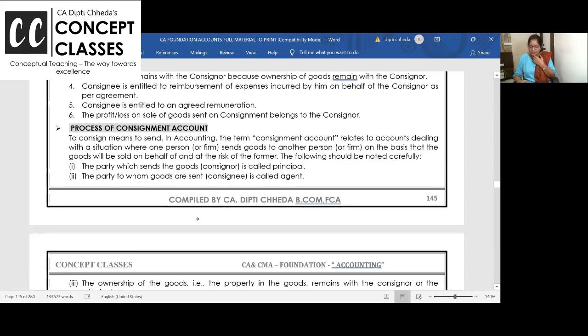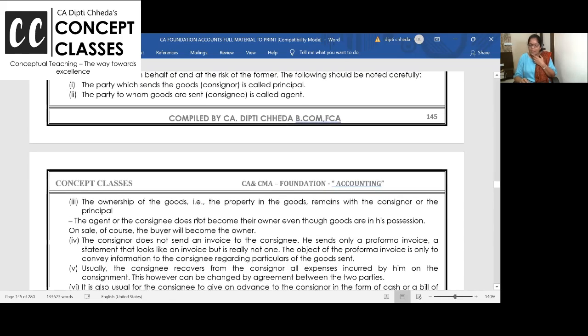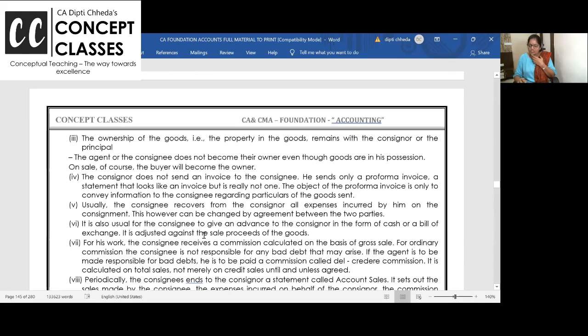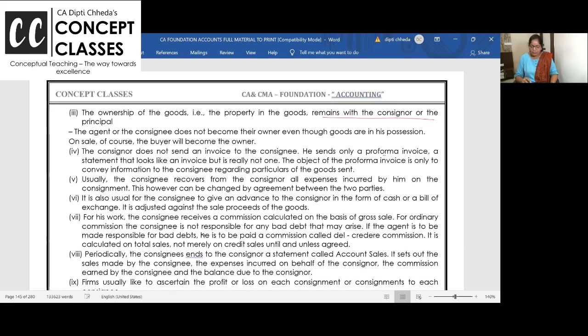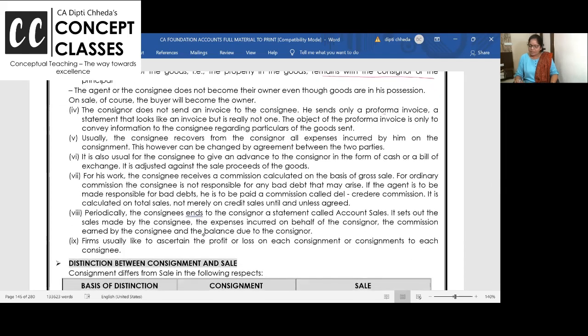This is a story what I already explained you. Party who sends the bill is principal or consignor, who receives is agent. Ownership is with me only. My goods are held by the consignee. Ownership is not transferred to the agent or the consignee. It remains with the consignor. Consignor does not send an invoice. He sends only pro forma invoice. Consignor recovers from consignee all the expenses incurred. It is also usual for the consignee to give an advance to the consignor. Yeah. Or some bills of exchange.